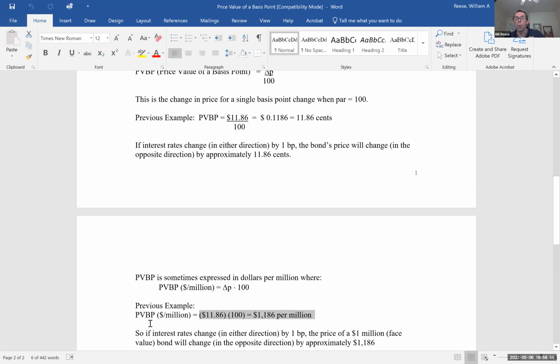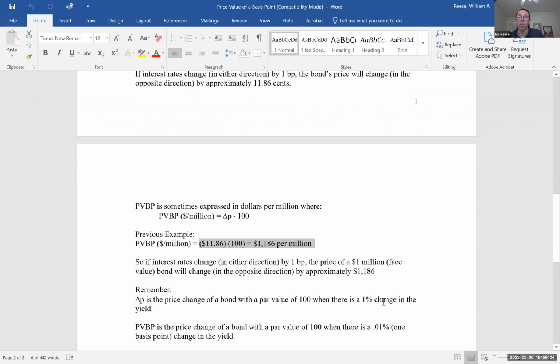So you take the $11.86 delta P times 100, and that will give us our price value of a basis point in dollars per million. So now what this is telling us, for a $1 million bond, where the face value of the bond is $1 million, if interest rates go up by 1 basis point, the price of that bond is going to go down by approximately $1,186. If interest rates go down by 1 basis point, the value of the bond is going to go up by approximately $1,186.